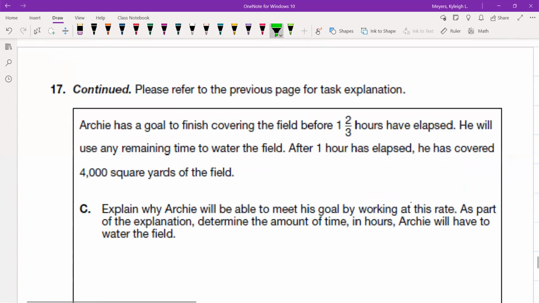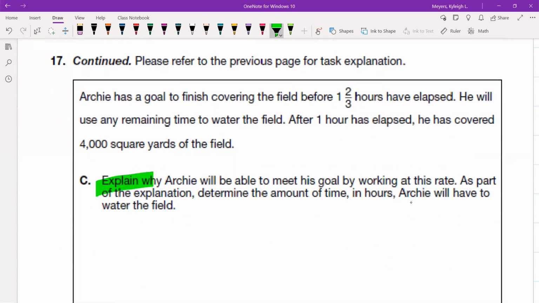And then question C says explain and determine the amount. So there's 2 parts to that question as well.